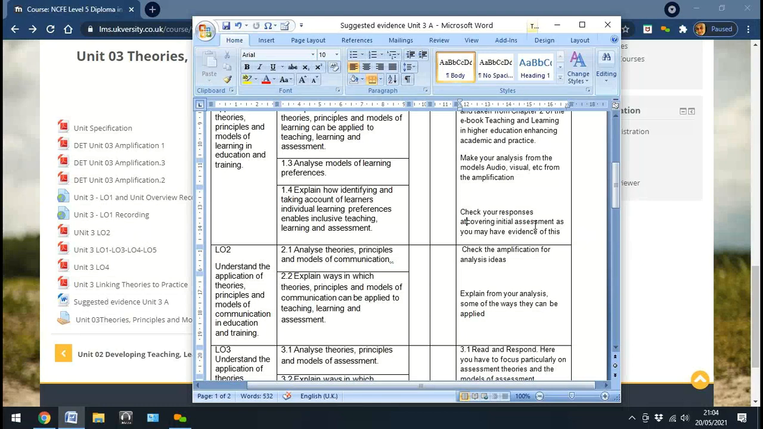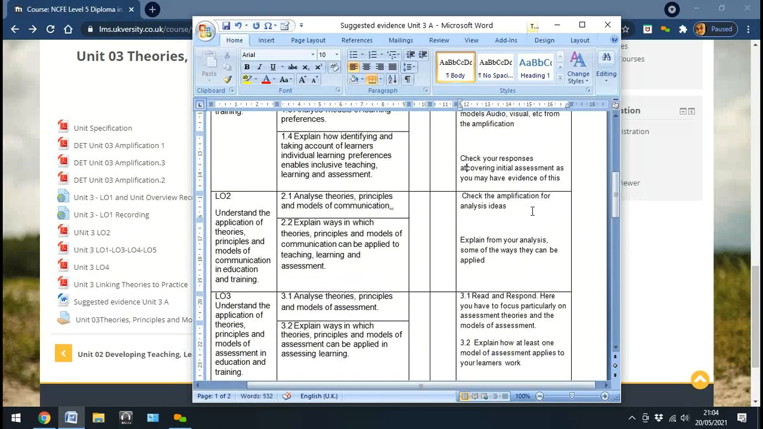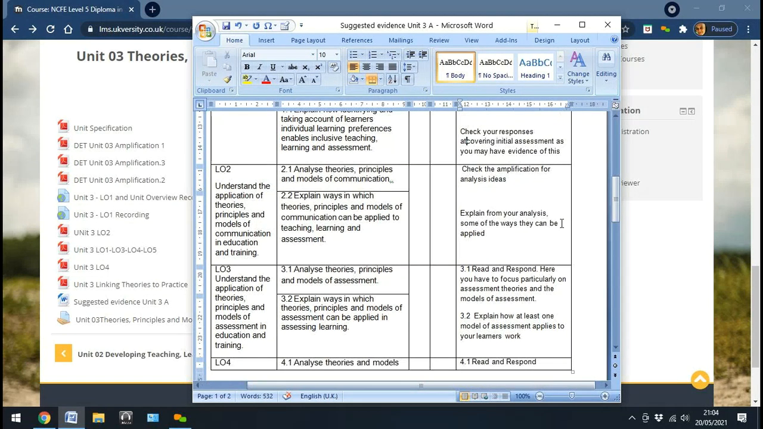Once you've completed number 1, there is some cross-referencing here from this 1.4 to Unit 1. Analyse theory and principles of models of communication, check the application for analysis ideas, and explain from your analysis some of the ways they can be applied in your particular instance.